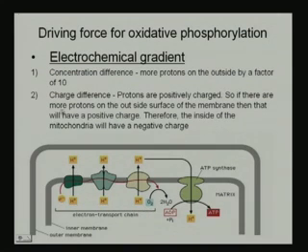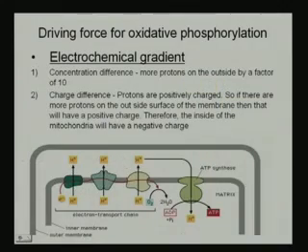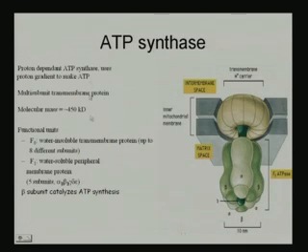So, there are more protons on the outside surface, which means it is more positively charged on the outside and negatively charged on the inside. Now, if we come to this ATP synthase and learn a little more about this particular enzyme, we will find that it is a very interesting enzyme. ATP synthase is a proton-dependent enzyme, and it uses the proton gradient to synthesize ATP.